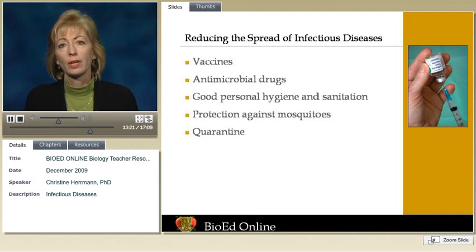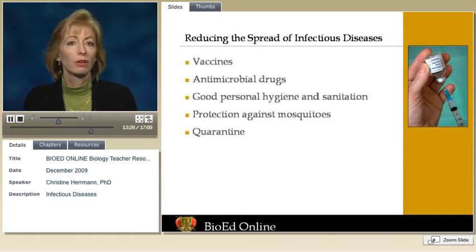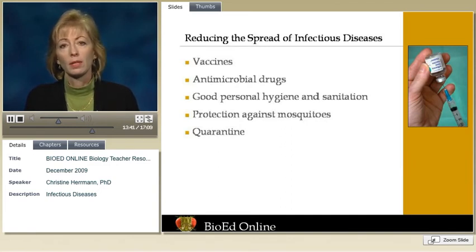Vaccines are the most effective way to prevent the spread of infectious diseases. Vaccines have eliminated smallpox and greatly reduced the incidence of many childhood illnesses, at least in the developed world. Vaccines consist of either weakened or killed microbes, or even just components of a pathogen. Vaccines work by stimulating the body's immune system to fight off infections.